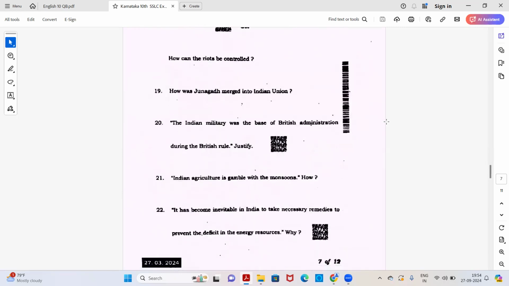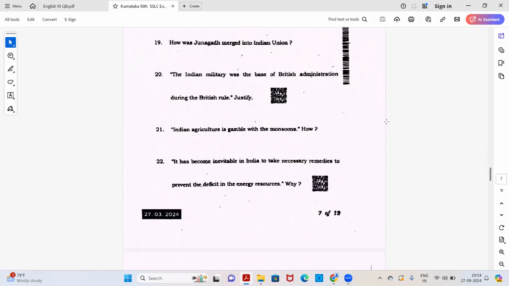Now, question number 19, there is no option. It's a compulsory question. How was Junagadh merged into Indian Union? Next, 20th. Again, these are all compulsory questions. No options given here. Question 20, the Indian military was the base of British administration during the British rule. Justify. Next question, 21. Indian agriculture is gamble with the monsoons.